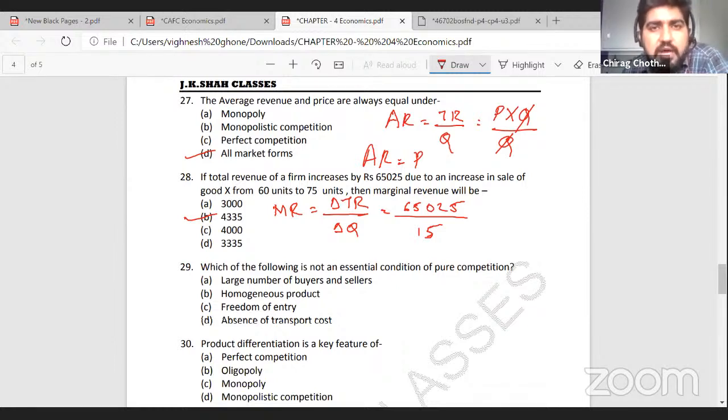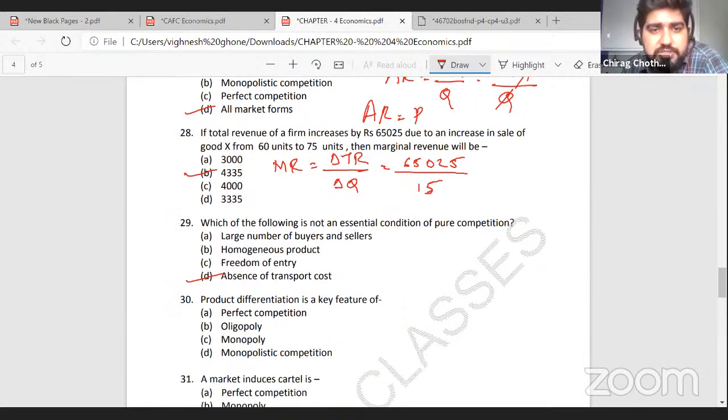Okay. Now let's look at the options which are given. Which of the following is not an essential condition of pure competition? Okay, so which of the following is not applicable on pure competition? Large number of buyers and sellers, it is applicable. Homogeneous product, yes, it has to be there. Freedom of entry, yes, it has to be there. Absence of transport cost, not required. Absence of transport cost is an important condition of perfect competition, but not of pure competition. Okay, so in case of pure competition, this is not required.